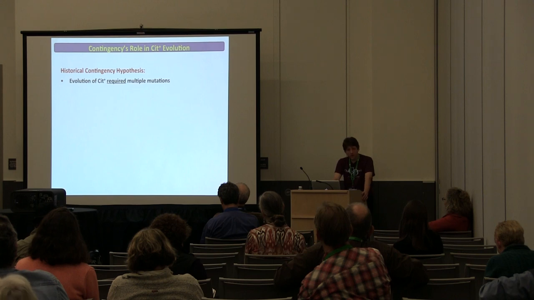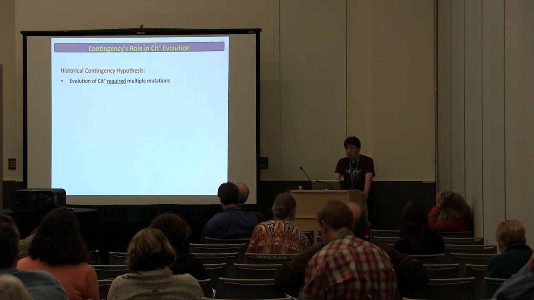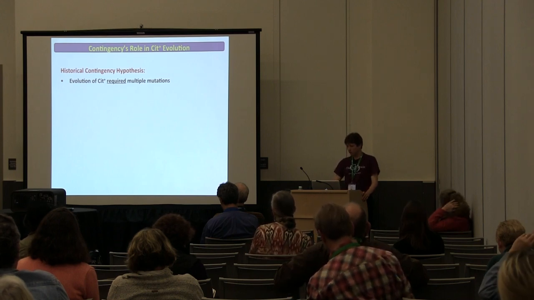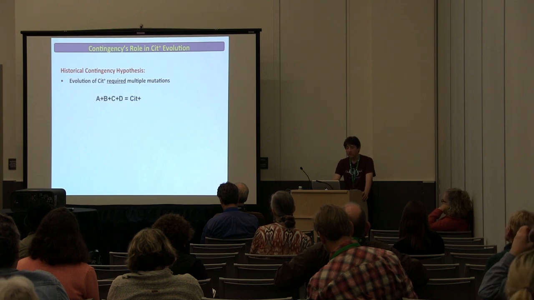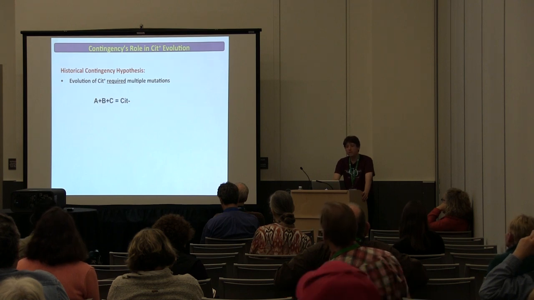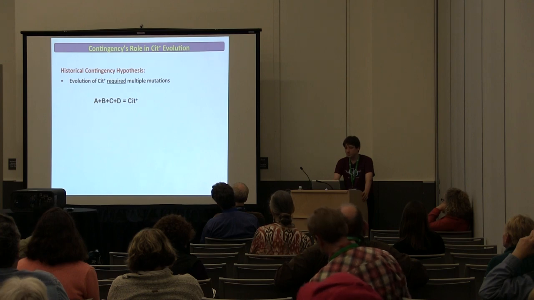So taking off on this, I posed the hypothesis that I call the historical contingency hypothesis, which was that the evolution of surplus required multiple mutations. So let's say it required 4 in order to become surplus. If you only had A, you were still sub minus. A and B, no luck. A, B, and C, no. Only if you get all 4, you get to be surplus.